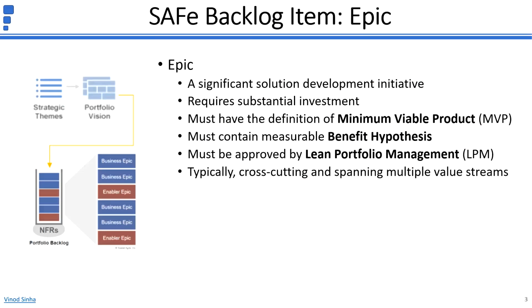Lean business case consists of all the elements of an epic and more. Now, lean portfolio management reviews the business case and approves in the go-no-go meeting. Once an epic is approved, the epic owner works with the solution and product management teams to break an epic into capabilities and features as applicable.